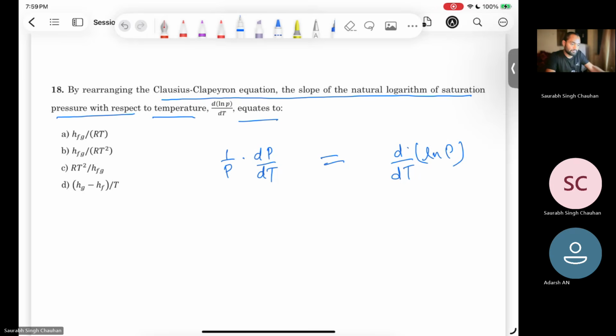Can this be written? I don't know, you need to check. Because P is a function of T, I can write it like 1 by P into dP by dT. Simple differential. Right. So which option should be the correct one?